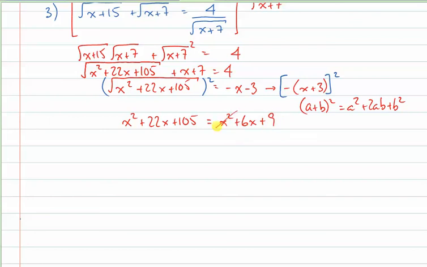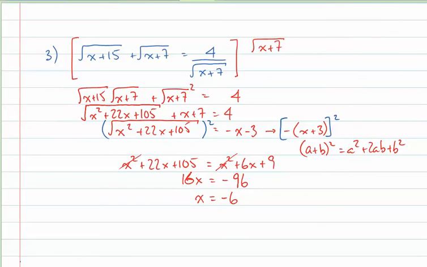Now subtract x squared from both sides of the equation. I'll gather the x's on one side of the equation. 22 minus 6 is 16. I almost wrote 14 there. And 9 minus 105 is negative 96. Divide by 16 and get the root of negative 6.